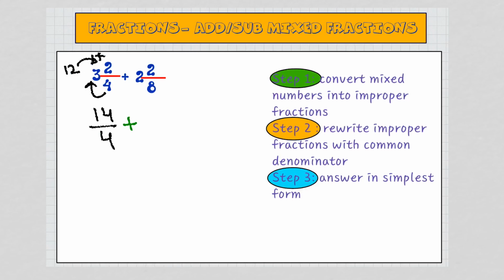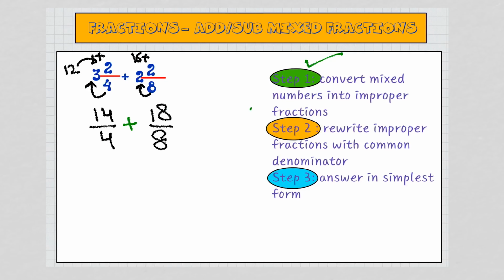To convert it into an improper fraction, we will multiply the denominator 8 with the whole number 2. 8 times 2 is 16, and then you add the result to the numerator 2. 16 plus 2 is 18 over 8. So our step 1 is done. We have converted the mixed numbers into improper fractions.